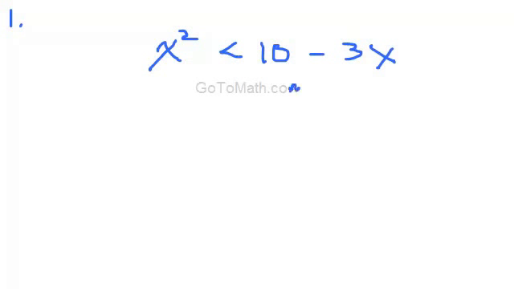Alright, let's start off with, of course, we always start off with something easy. And here we'll give this one a number. So let's start off with x squared is less than 10 minus 3x.